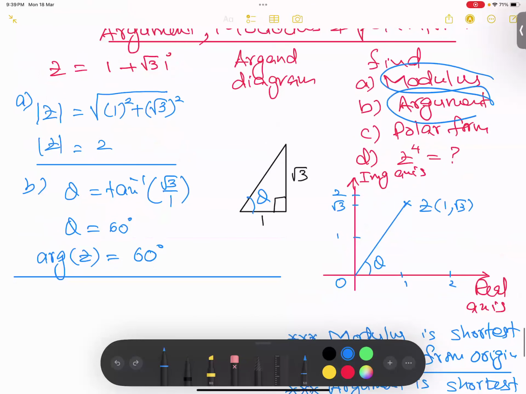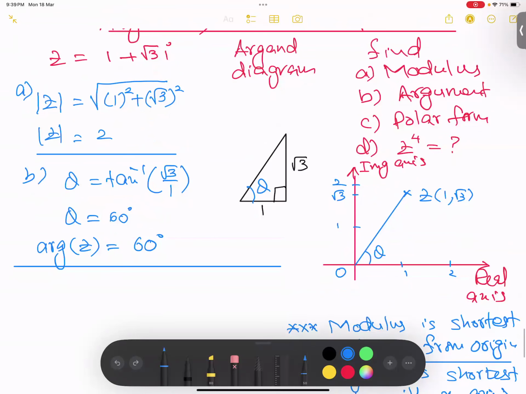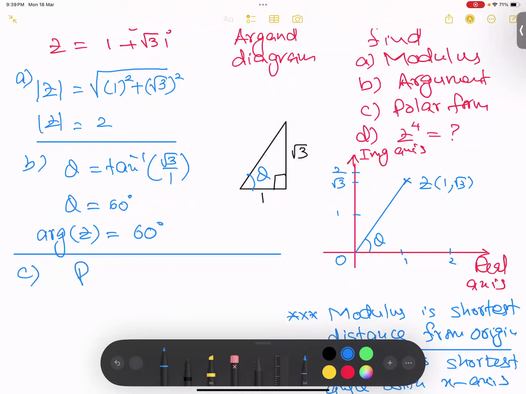Okay, modulus over, argument over. Let's talk about the polar form. So what is the polar form? Polar form is a special format which we convert to. Look, I'm going to show you the polar form.